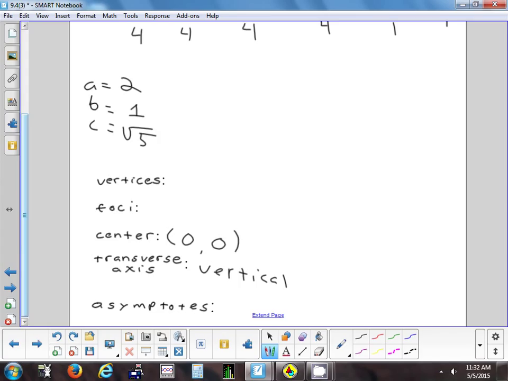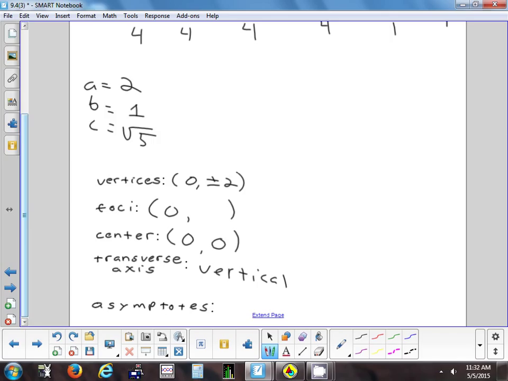Okay, Cole, what would be 2 units above the center? 0 plus or minus 2. Yep, above and below, plus or minus 2. So there's your vertices. Okay, Andy, what about my foci? 0 plus or minus 1. Okay, which letter do you use for foci?